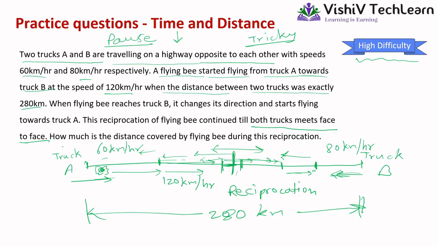Correct? So this is the situation, this is the given condition, and what the question is, how much is the distance covered by the flying bee during this reciprocation?